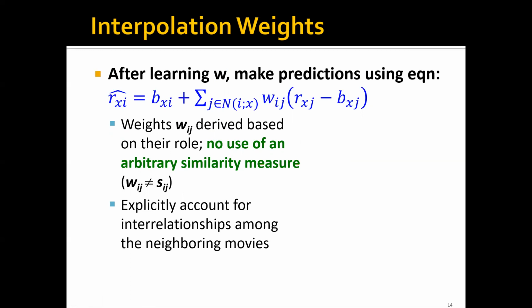There's no use of an arbitrary similarity measure. We don't need to try a lot of similarity measures to find the best one. We just learn it directly from the training data. And this wij explicitly accounts for the interrelationships among neighboring movies. So this wij accounts for the interrelationship between item i and item j.